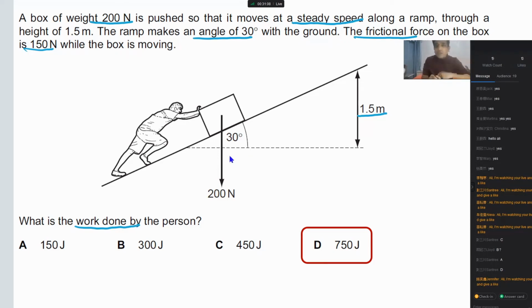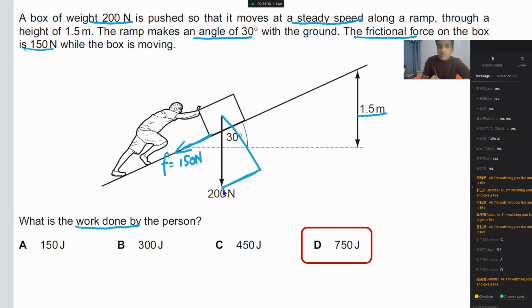Now we need to understand how many forces are acting on this. One is the resistive force, which is the friction. It's given that the frictional force acting down, small f, is equal to 150 newtons. Is there any other force acting on this? Yes, because there is the weight, and the weight has 2 components, so we can resolve it into 2 components.